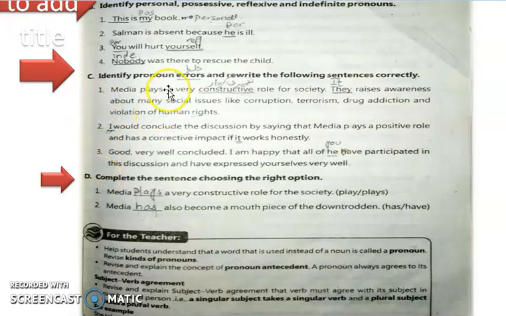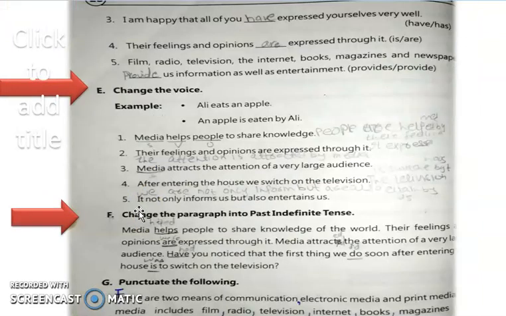Next is identify pronoun errors and rewrite the following sentences correctly. ये भी आप लोगों ने बुक पर सॉल्व करना है. This one, जिसके ऊपर शॉर्ट एरो है, ये वाला आप लोगों ने बुक पर सॉल्व करना है. ये 3 fill in the blanks भी उसी का पार्ट है. Next is change the voice. You have to change the voice. Active, passive of present tense.